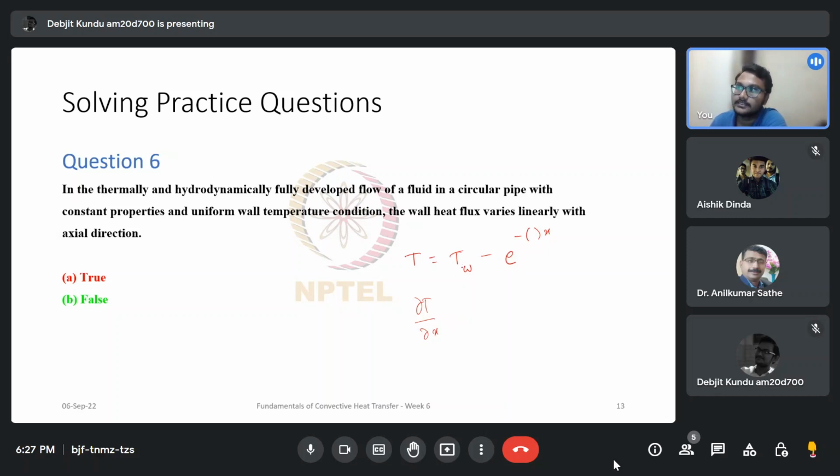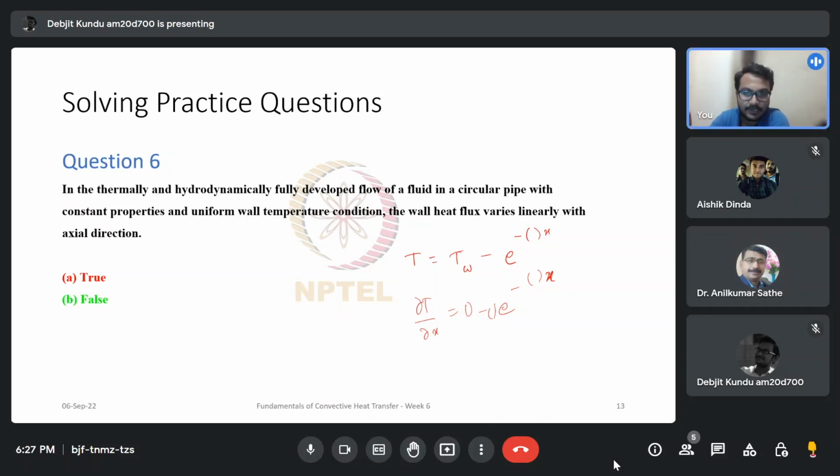So, since this is a constant, the derivative of this would go to 0. And again, we will get some form of e to the power minus something x. Something would come here. So, we can see that this relationship, this variation of wall heat flux with axial direction, is not linear. It's an exponential one. Exponential, and it is decreasing because of the minus sign. Yeah, correct. So why is it decreasing?